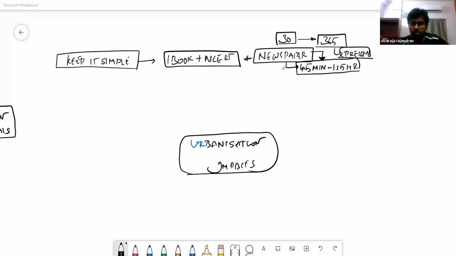NCERT, every book, for sociology the 11th and 12th books, history the 6th to 12th you can read, geography the same. NCERT is like the Bible or the Quran or the Bhagavad Gita or any other, or the Tirukural, whichever book you want. It is NCERT. Read NCERT, you will understand everything.